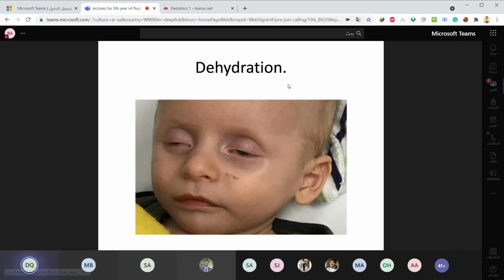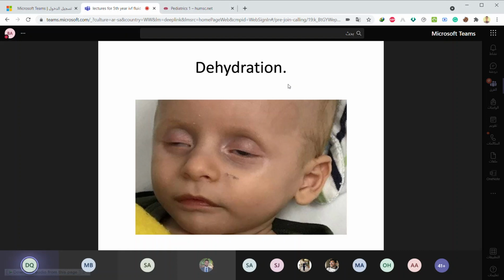Okay, so we talked about replacement IV fluid. Now we want to talk about dehydration, because replacement or maintenance IV fluid, as we said, is to maintain the normal requirement of the patient. Okay, dehydration is a different story. In dehydration we have losses, so we have to give extra fluid to replace the losses and to return the patient to the normal status before the dehydration.